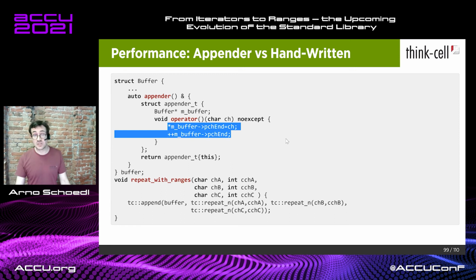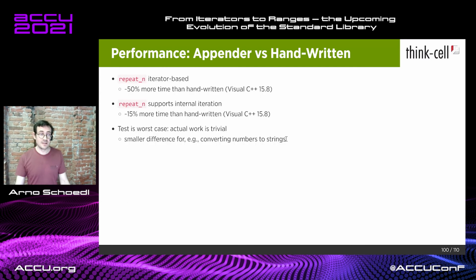So what are we losing? Basically, this over that. And it turns out, well, not a whole lot. If the repeat n is actually iterator based, we lose about 50%. So it's 50% slower, more time. Now, if the repeat n has internal iteration, which it can easily have, then we are only about 15% slower than this close to the metal. I'm just going to dump everything into memory.